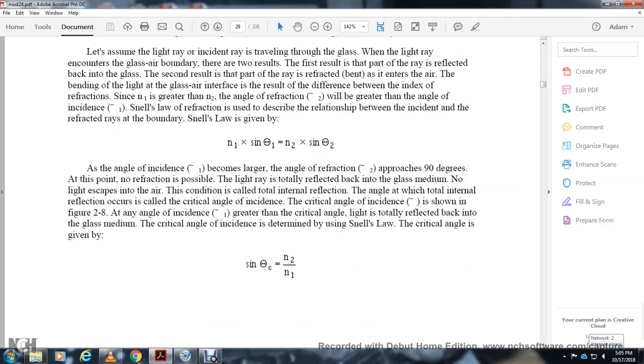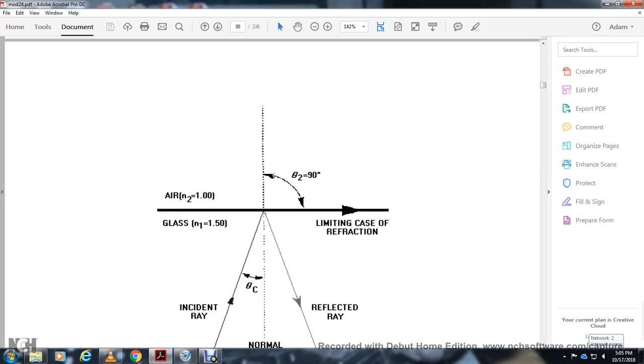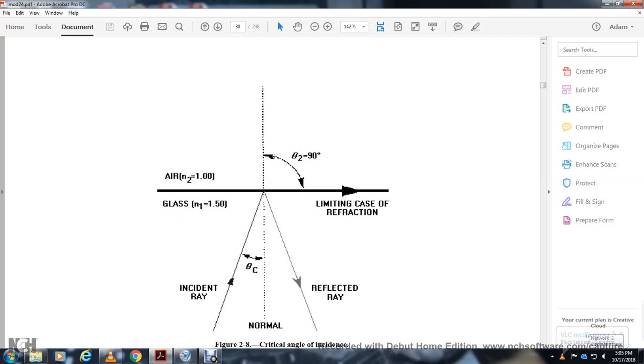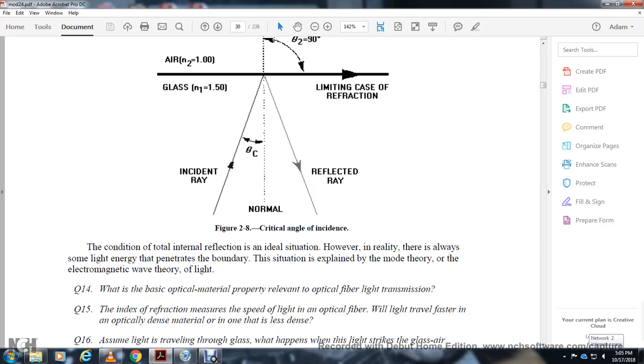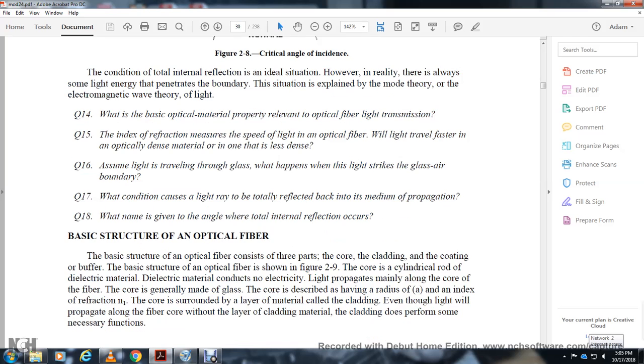The sine of the critical angle is equal to n2 over n1, for air and glass with indices 1.0 and 1.5. At a refraction angle of 90 degrees, there is no refracted ray, only the incident, normal, and reflected rays. Total internal reflection is the ideal situation. However, in reality, there is always some light energy that penetrates the boundary, which is explained with the electromagnetic wave theory of light.